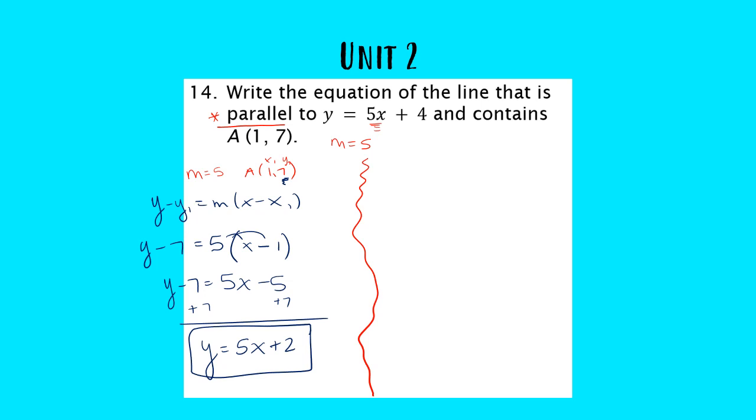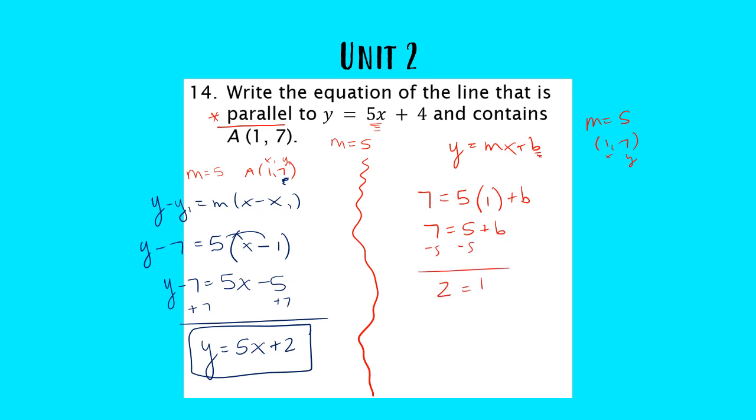Your other option is just to take y equals mx plus b and solve for b. So you have m, and you have your x, and you have your y. So just plug in all three numbers, 7, 5 for your slope, x is 1, and solve for b. So if I solve this, I get 7 equals 5 plus b. Subtract 5 from both sides. I get that 2 is equal to b, so b is 2.